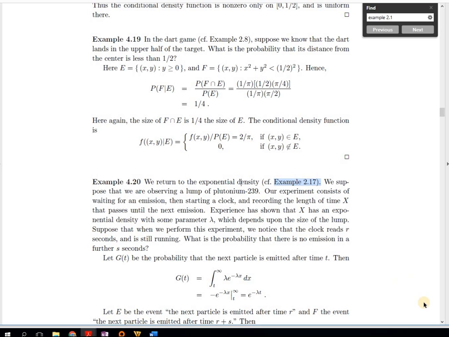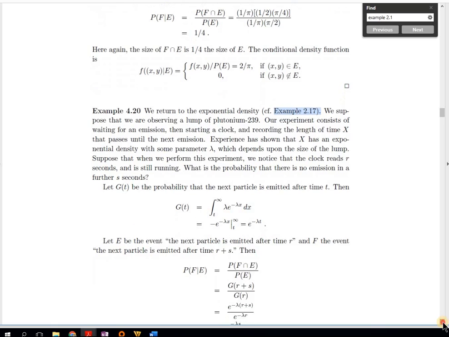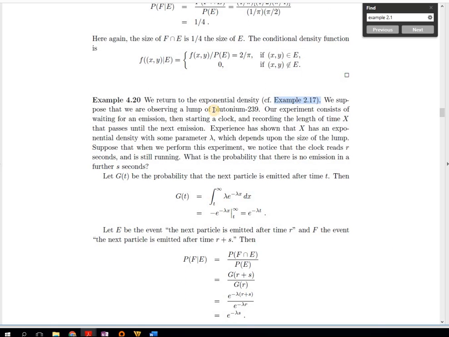All right, this problem talks about exponential density. We suppose we are observing a lump of plutonium-239. Our experiment consists of waiting for an emission, then starting a clock, and recording the length of time x that passes until the next emission. So you get a Geiger counter tick, and you start the clock, and then you wait until the next one. Experience has shown that x has an exponential density with some parameter lambda, and there are some theoretical reasons for that, which depends on the size of the lump.